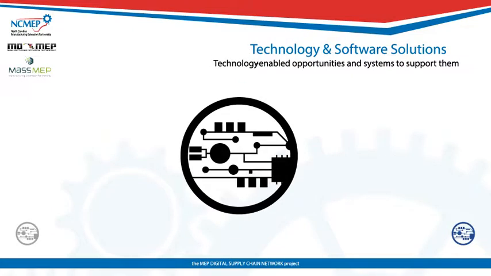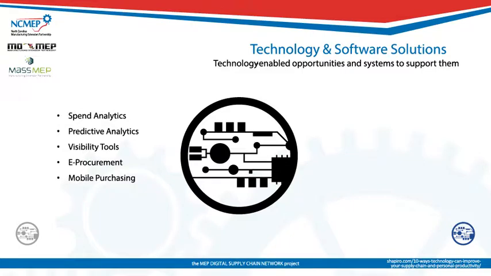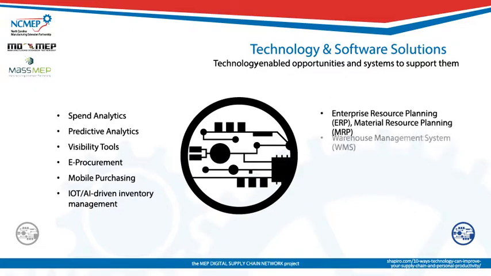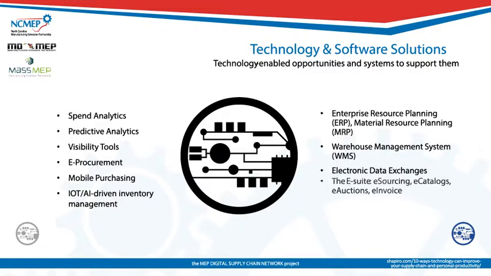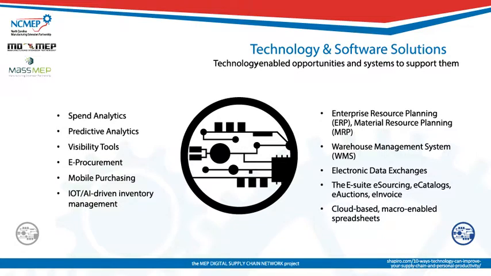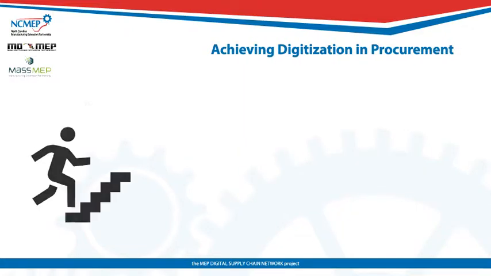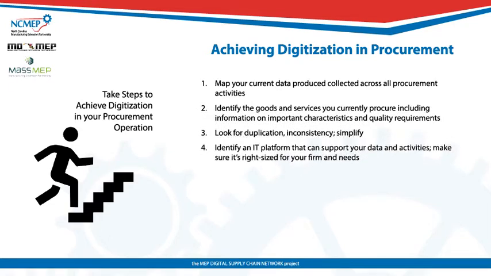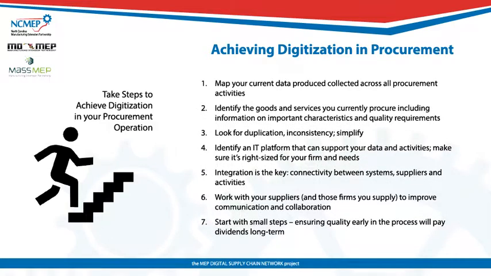Technology and software solutions should be in the toolkit of any procurement organization, from simple tools such as e-procurement or enabling mobile purchasing, all the way through a more holistic and enterprise-wide system such as an enterprise resource planning system, or even a warehouse management system. These technology solutions can provide efficiency and connectivity for any organization as they take steps towards full digitization. Here are some important steps to achieving digitization in your procurement organization.